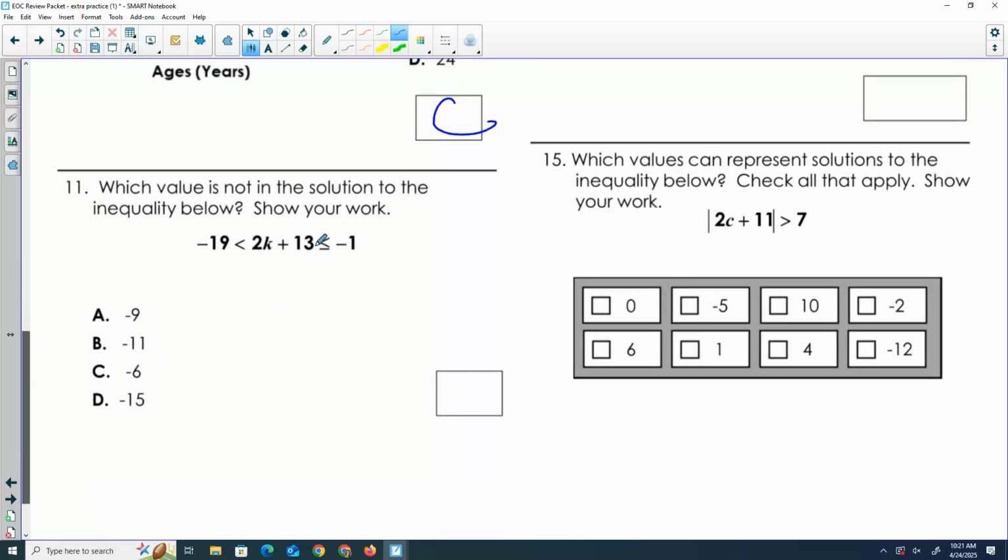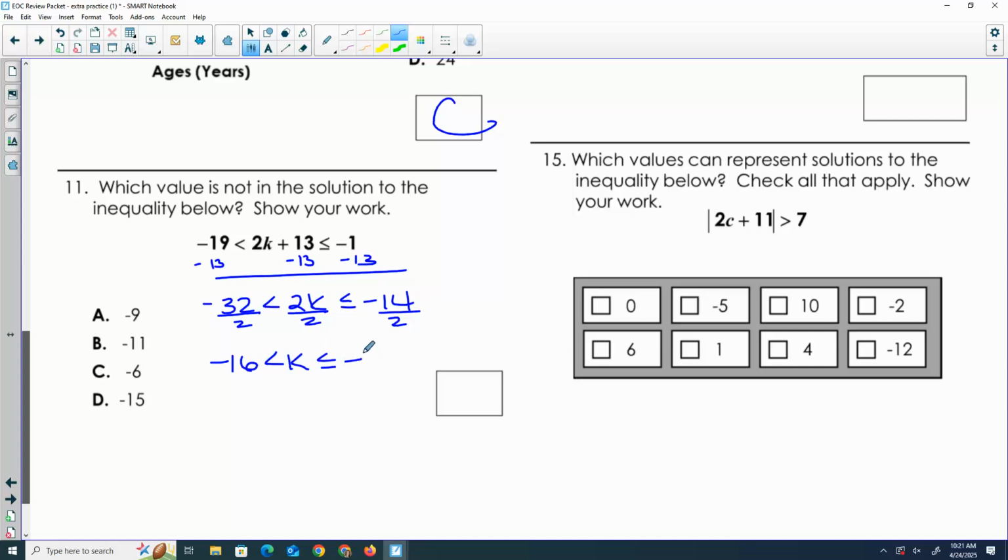All right. Which value is not in the solution? So there's two options. You could actually solve this. We did one of these yesterday, so we know we subtract the 13 from all sides. So negative 32 is less than 2k, which is less than or equal to negative 14. Divide all of them by 2. So we're looking for numbers between negative 16 and negative 7.